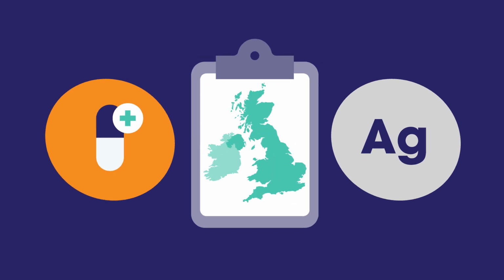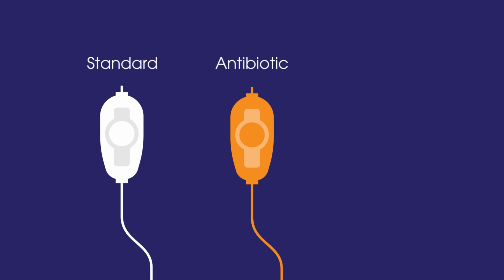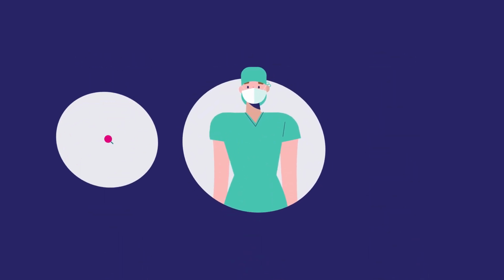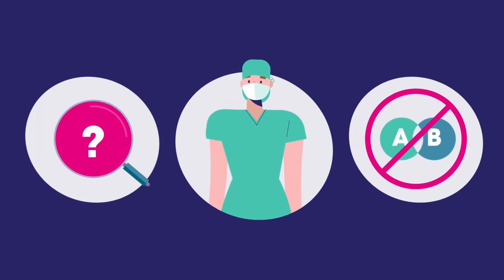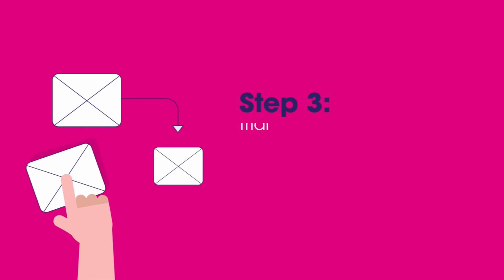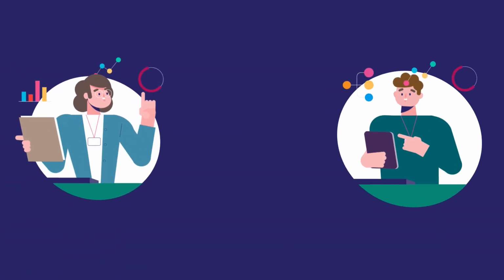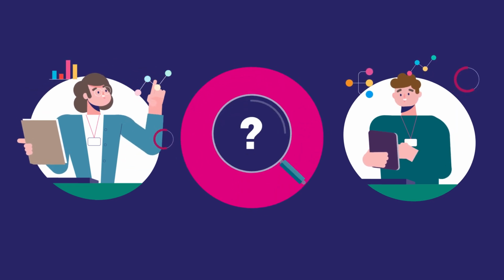A national survey found that neurosurgeons were using a mix of standard, antibiotic and silver shunts, even though a systematic review showed that there was a lack of high-quality evidence and no properly powered trials. Step 3. Trial design. The statistician and methodologist can help work out the best design to answer the research question.